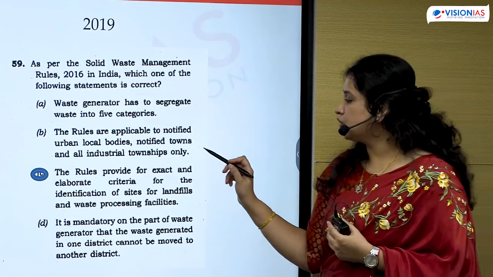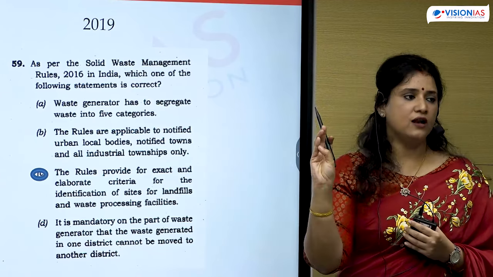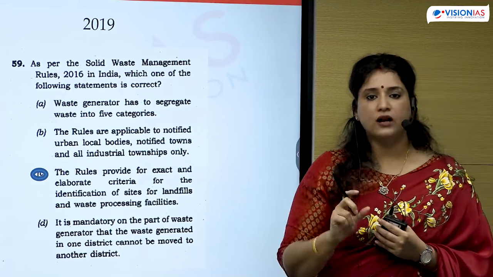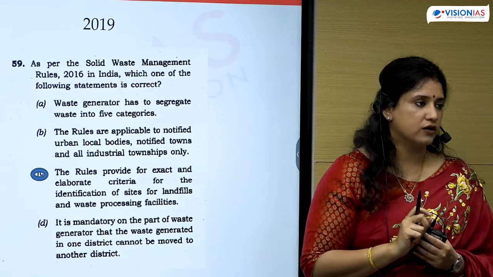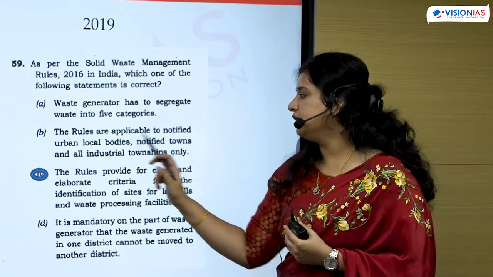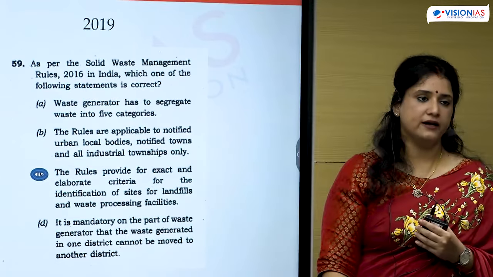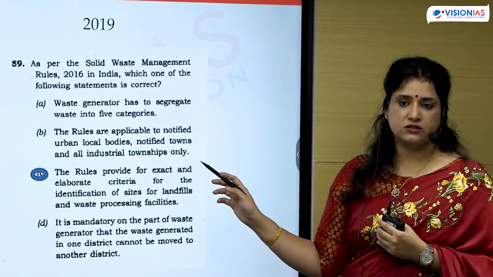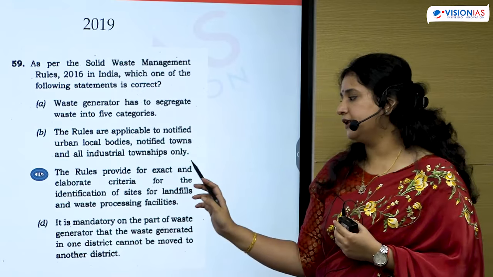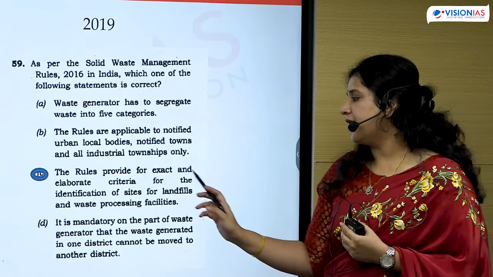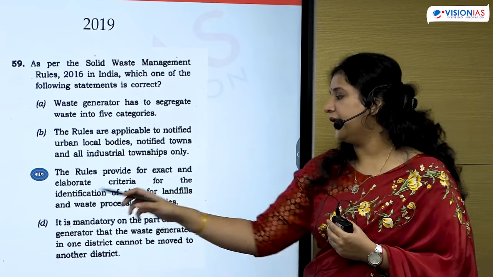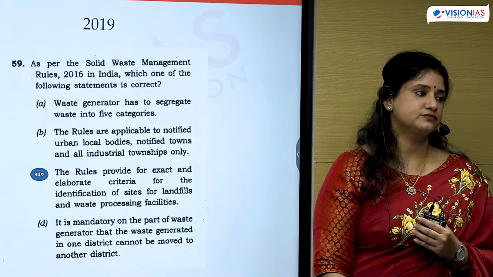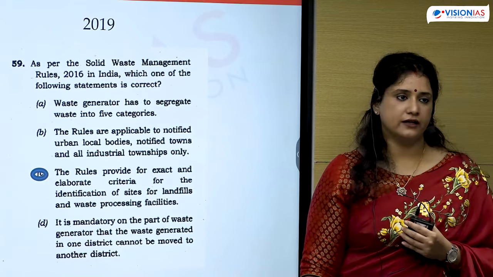Wherever you come across the word only, all, none, thoda sa statement pe think again. These are qualifiers which tend to make a statement wrong. These cannot be the only areas where it is applied. It is even applied to extensions of urban agglomerations. Okay? So these are not the only areas. The rules provide for exact and elaborate criteria for the identification of sites for landfills and waste processing facilities. This is the correct answer.